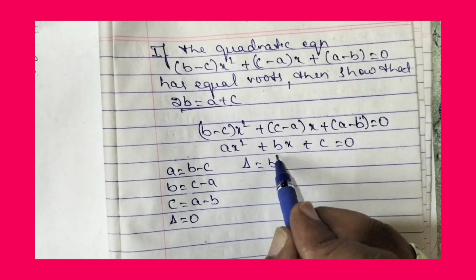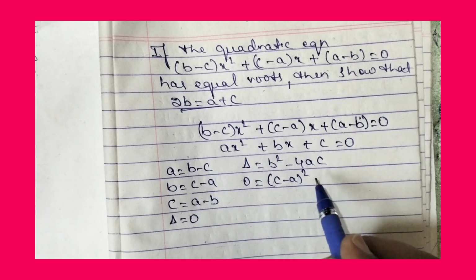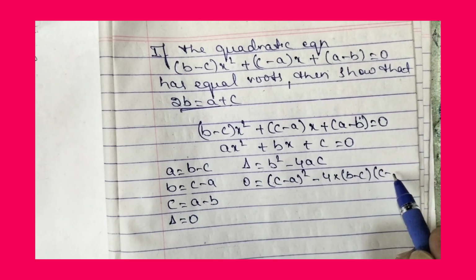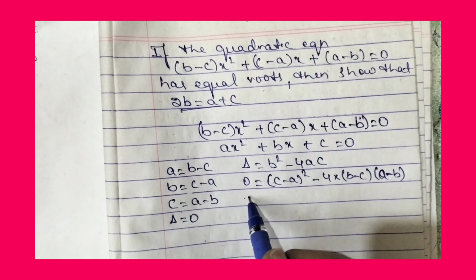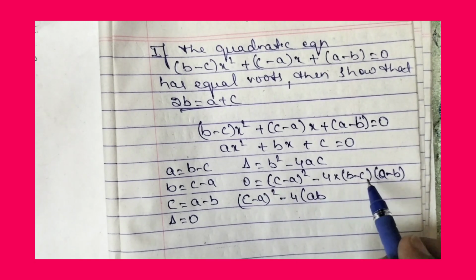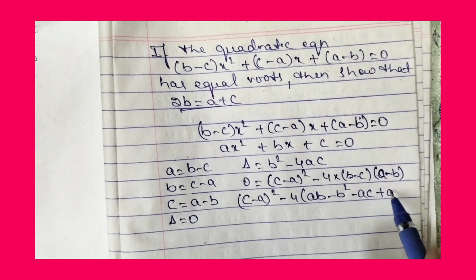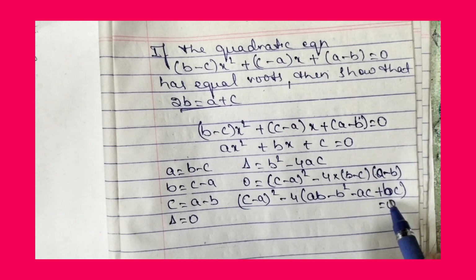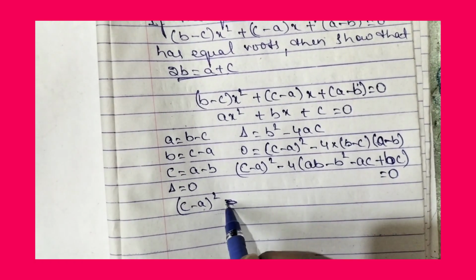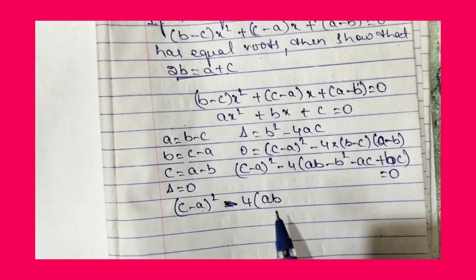So discriminant delta is equal to b square minus 4ac. So delta is 0, which is equal to b square, that means c minus a whole square, minus 4 into a, which is b minus c, into c, which is a minus b. So c minus a whole square minus, now let us multiply 4 into b into a is ab, then b into b is minus b square, minus c into a is ac, minus into minus is plus, b into c is bc, which is equal to 0. Now c minus a whole square minus 4 into ab, here we got ab. So let us multiply now.